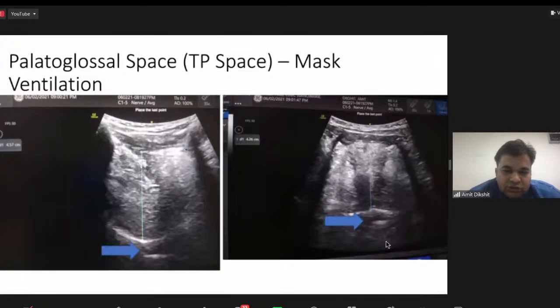If there is no such space, then probably we need airway gadgets, probably oropharyngeal or a nasopharyngeal airway, because the tongue is going to fall. So this is a very useful parameter, the palatoglossal space, and it has almost 91% sensitivity. If you answer the question as yes or no, if it is yes, then there is a 91% sensitivity possibility that you'll be able to mask ventilate this patient.